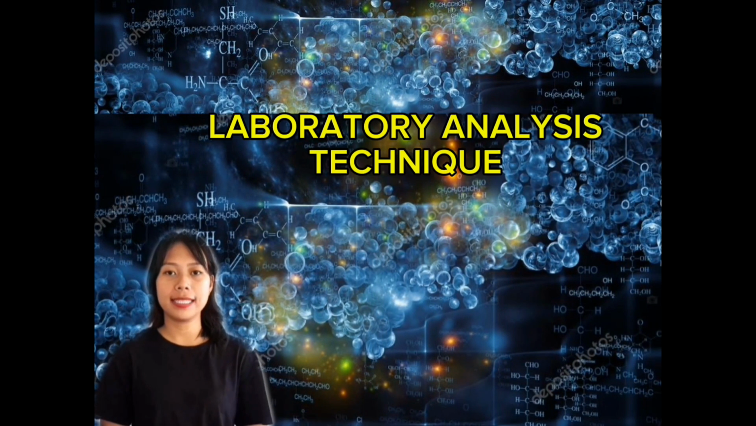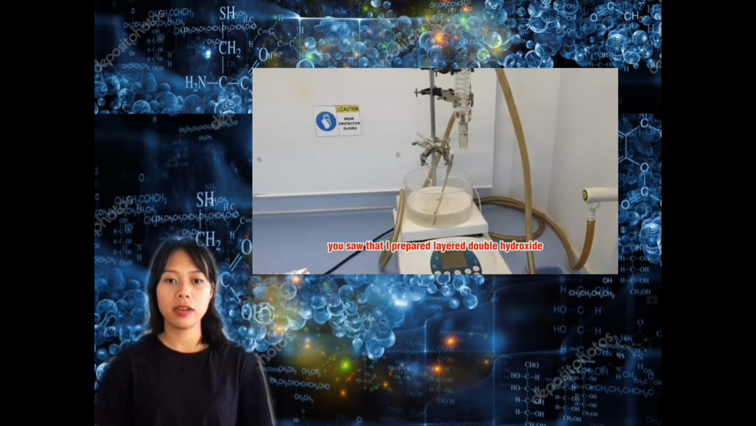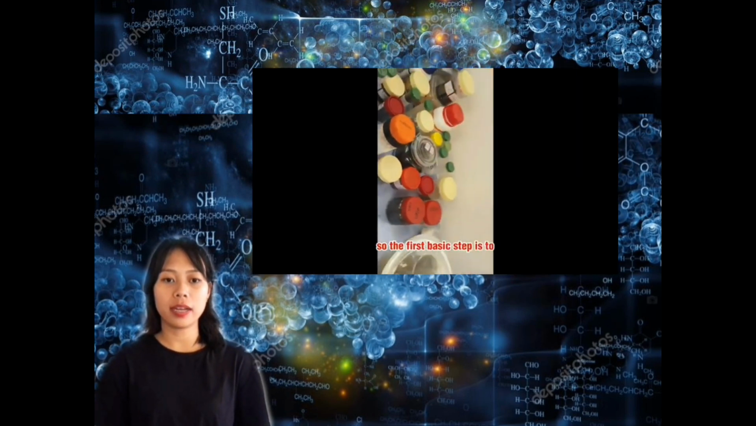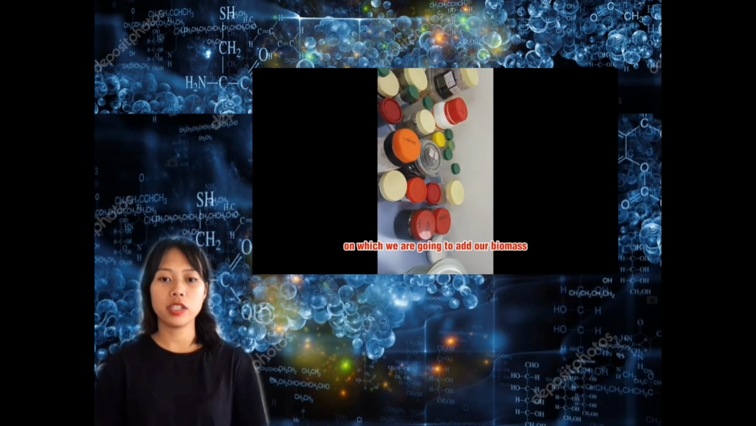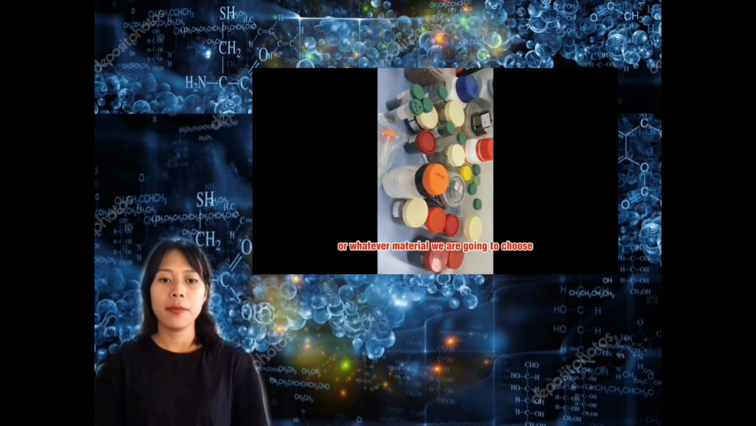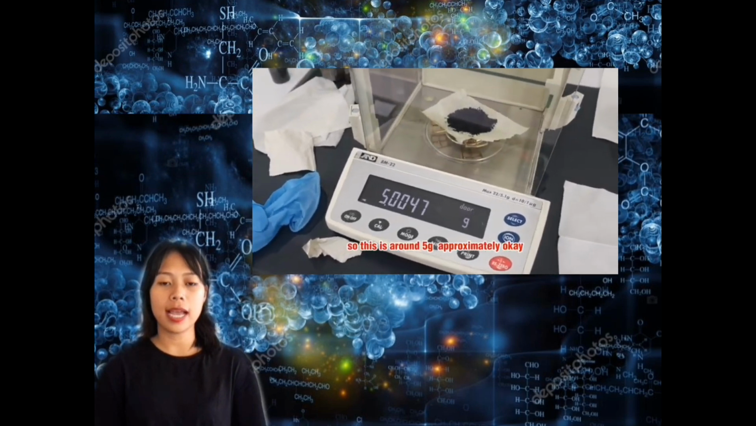These are lab analysis techniques. First, formulation of SLN containing 2-nonanone and 2-tridecanone. The study synthesizes SLN containing 2-nonanone and 2-tridecanone using high-shear homogenization and ultrasonication methods. The lipid phase is dissolved in hexane and the 2-nonanone or 2-tridecanone is added.